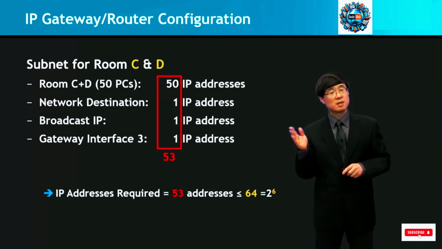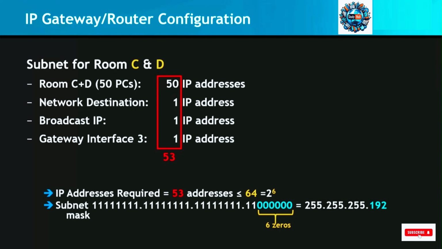So 2 to the power of 6 means that if I look at the subnet mask, the 32 bits of the subnet mask, the last 6 bits will be the zeros. So therefore, the subnet mask will result in 255.255.255.192. Those 6 zeros at the end are opening up the mask so that these ranges of IP addresses can be filtered, can be masked through by this. So basically, the network destination and the subnet mask will give the range of IP addresses that belong to this subnet for room C and D.